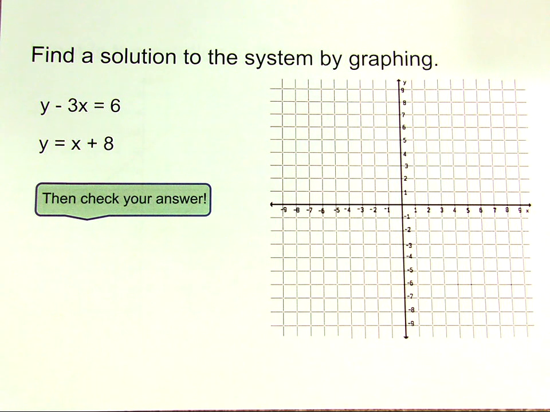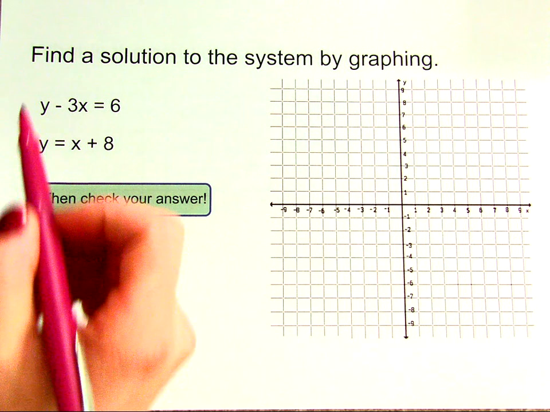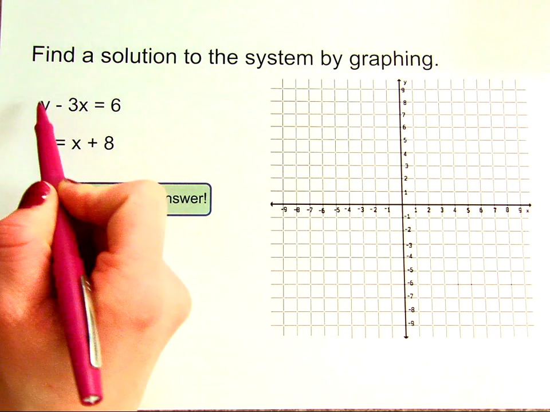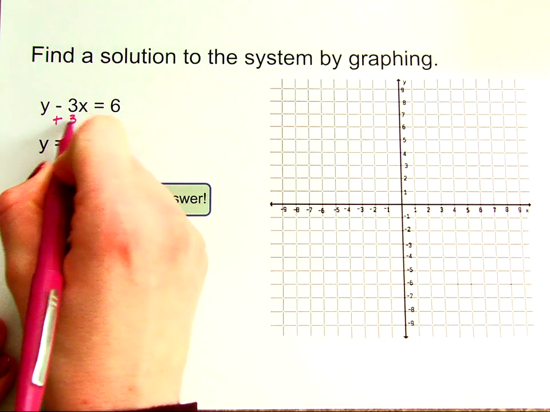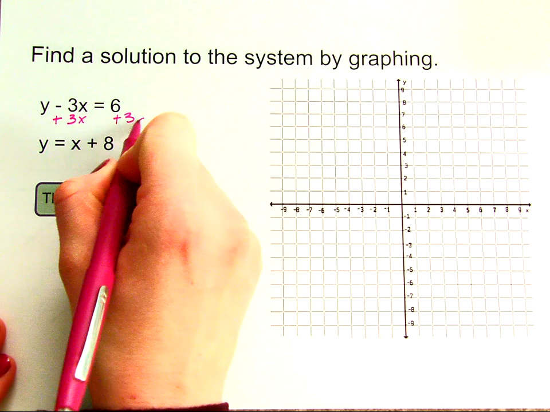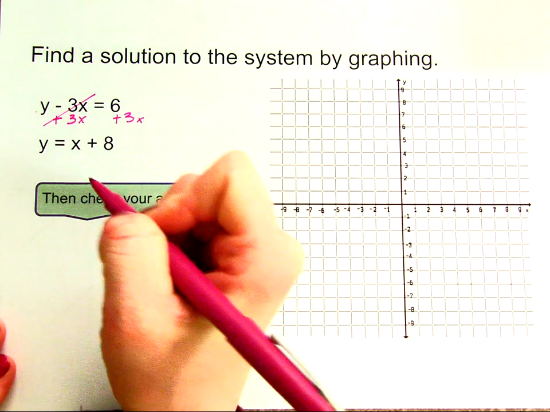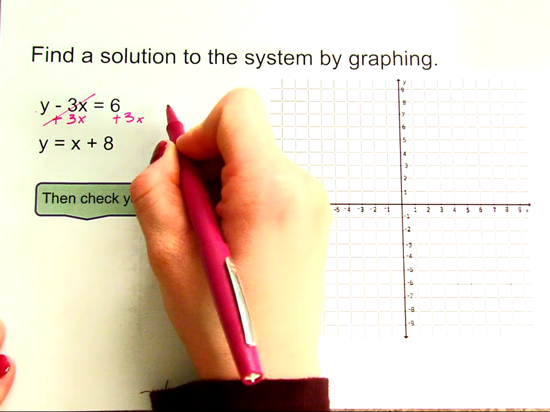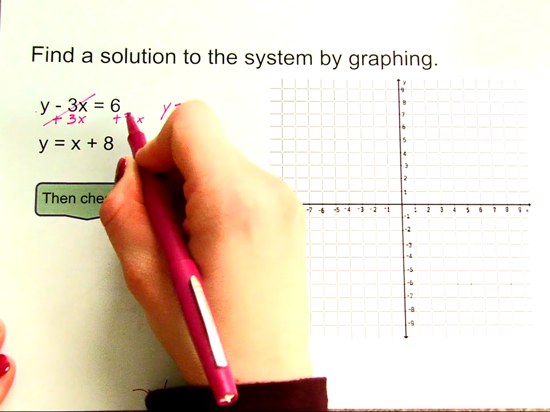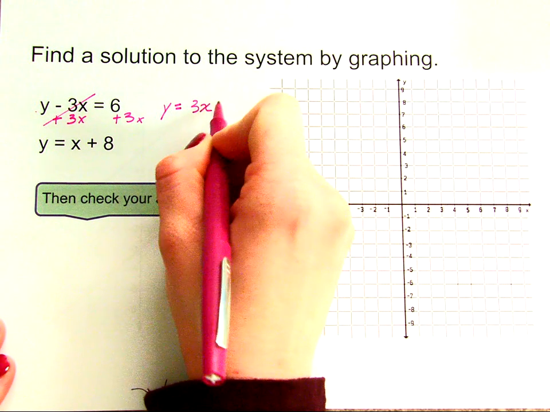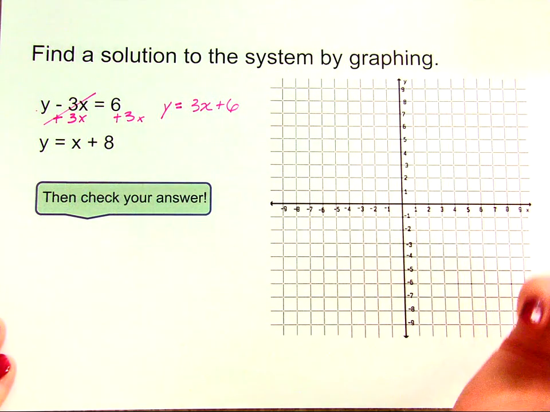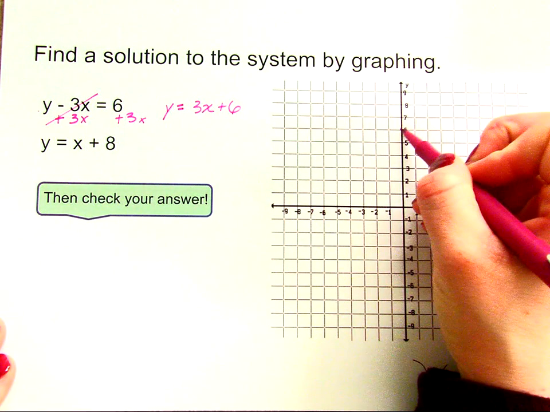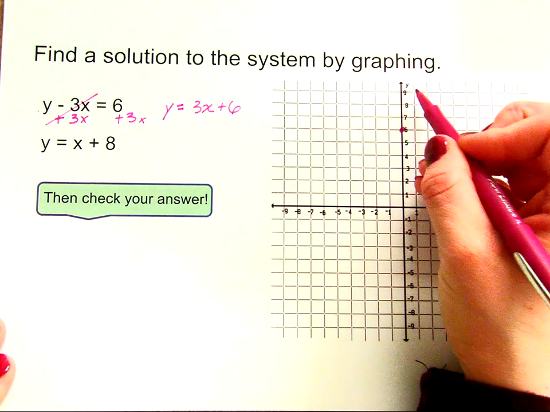So I hope you realize that this first equation is not in slope-intercept form. So before you can graph it, you need to rearrange it, which means I need to get y alone. So I'm canceling out that 3x, which means now I have y is equal to 3x plus 6. Right, so now if I graph it, my y-intercept's 6, my slope is positive 3.